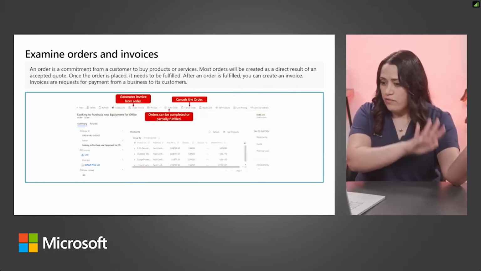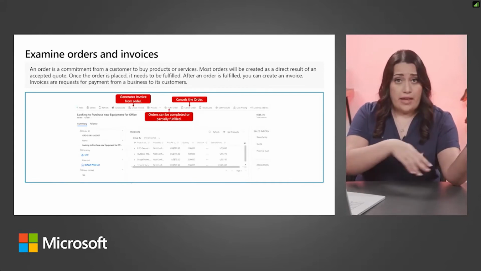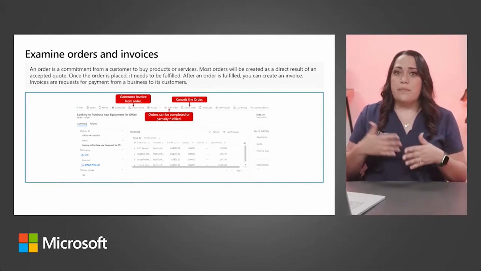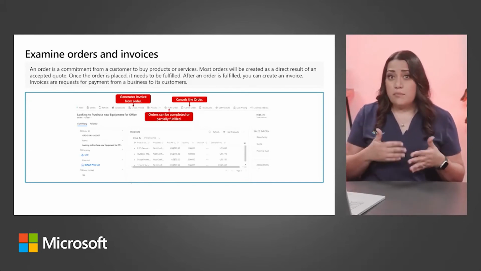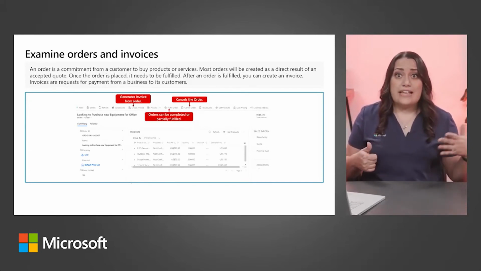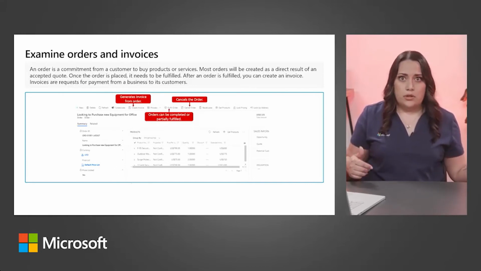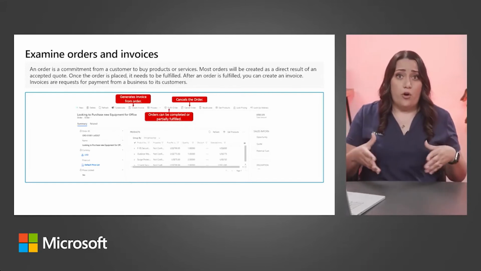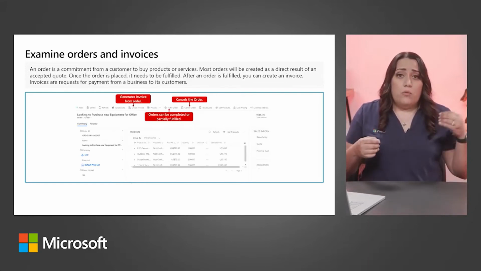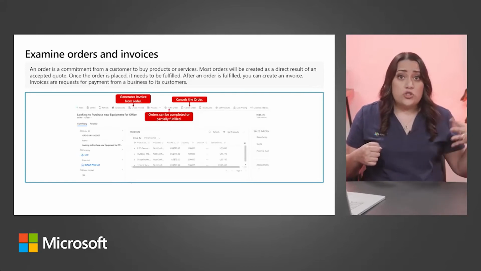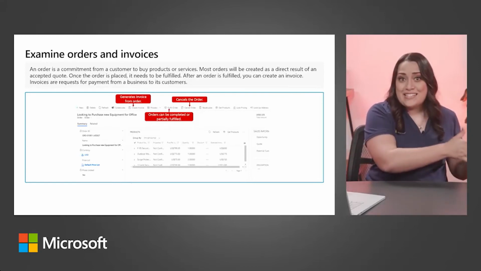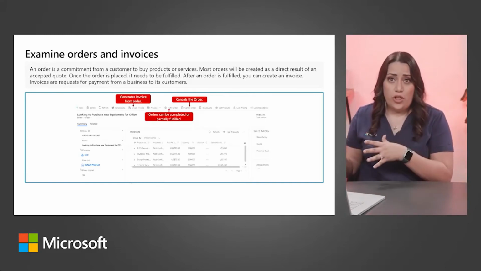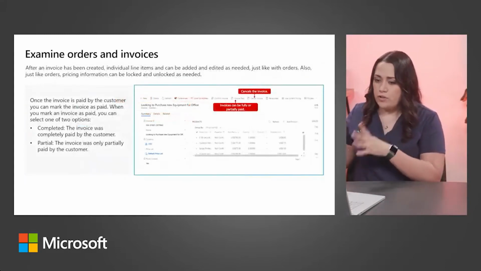So you have your customer, they've signed off on the quote, and they place an order. And an order is just the commitment from a customer to buy the products or services. And most of the time, orders are going to be created as a direct result of an accepted quote. But again, you absolutely can create each of these steps on their own as well. Now, when you have quotes that are converted to orders, all of the contents of the quote are added to the order record, and then the quote is closed. So you can kind of see how it moves along.